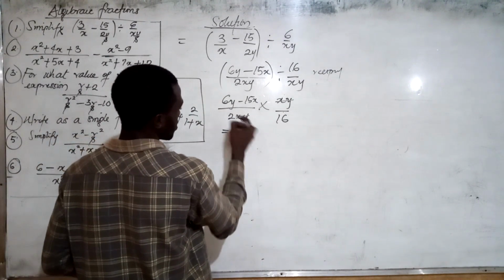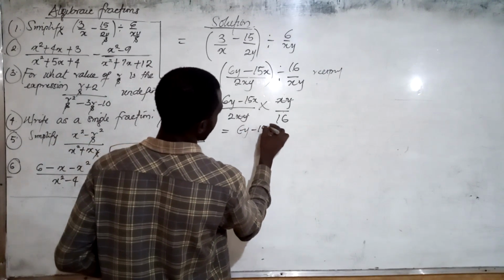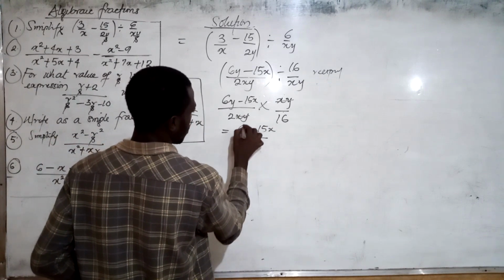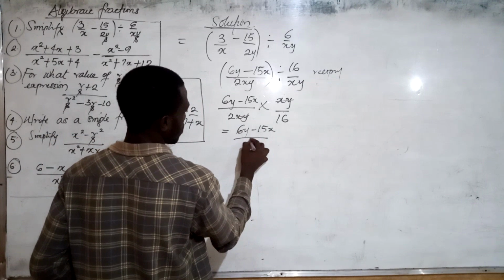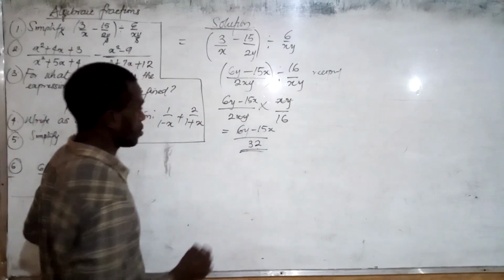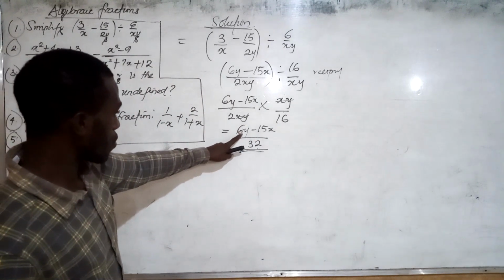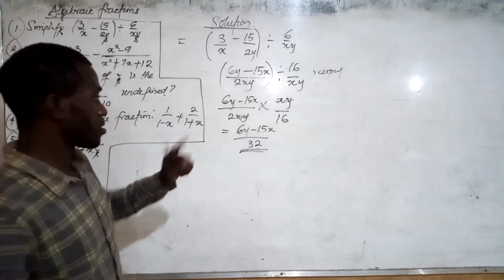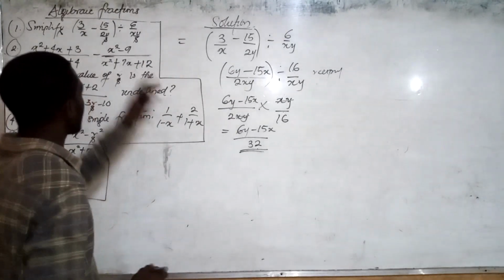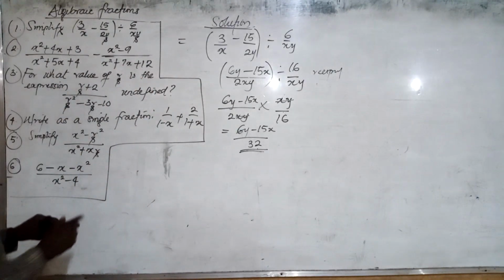So what we do next is 6y minus 15x all over 2 by 6, this equals 12. If we factor out 3, okay, that is all we can do, and that is the answer. Alright. So that is the answer for number 1. So we have simplified it.